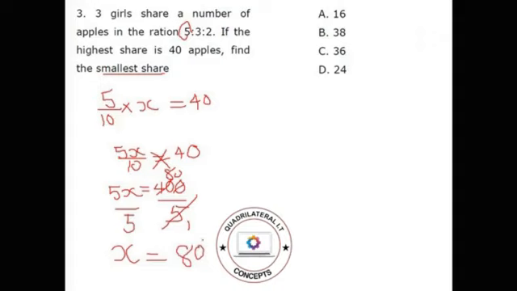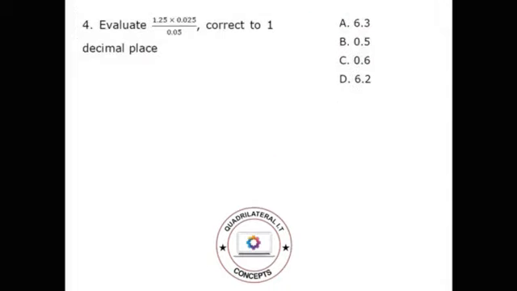Now, since we have the total number of apples they were sharing, it will be easy for us to calculate the smallest share. The smallest share will be the one that has the smallest ratio, and that will be 2 over the total ratio, 10. Then multiply it by 80. So 0 takes out 0, and we are left with 2 times 8. So 2 times 8 will be 16. So 16 is option A, the best answer for number 3, which is the smallest share. I hope you are following and getting this. If so, let's move on to the next question.